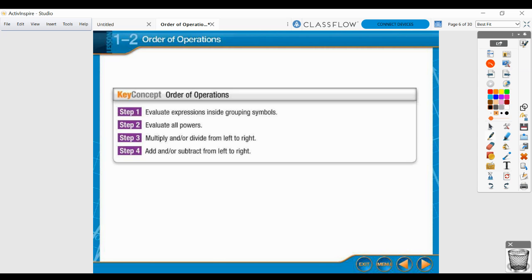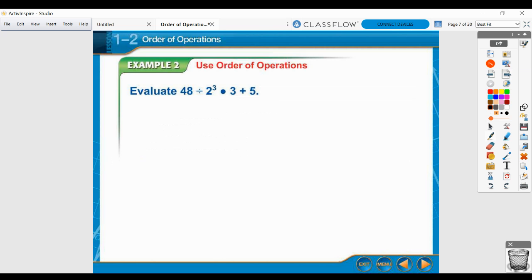Okay, so for this, it says evaluate expressions inside the grouping symbols. So that would be the parentheses. Evaluate all powers. That is the exponents, multiplying and dividing from left to right, and then adding and subtracting from left to right. If it helps you, write PEMDAS at the top of your paper just so you can follow along with it. So we don't have any parentheses, but we do have exponents. So we want to do the exponent first. So 2 to the 3rd power would be 8.